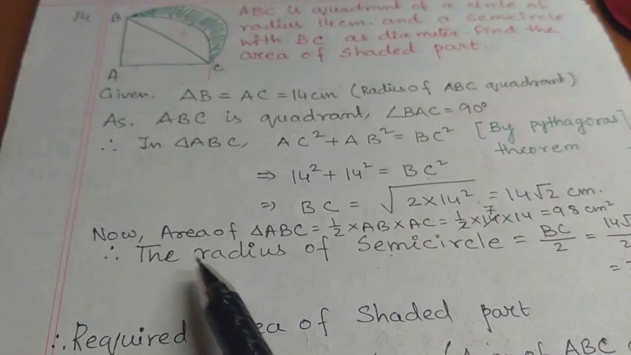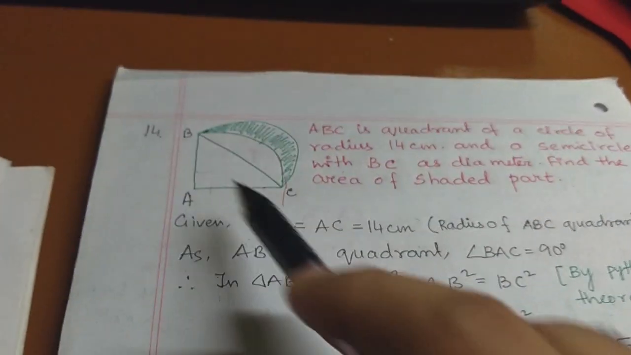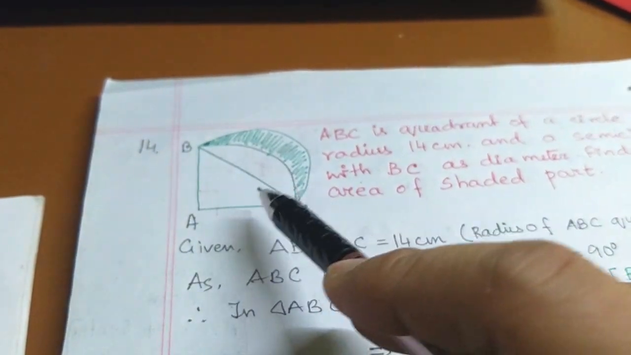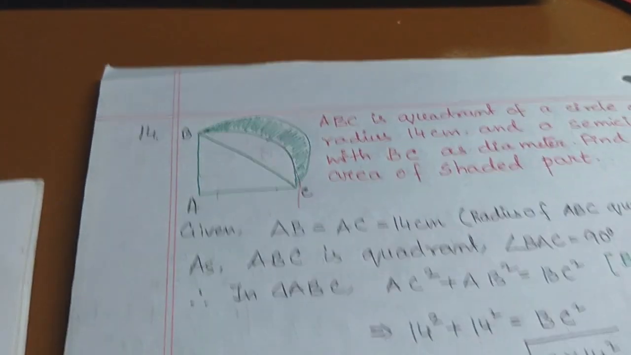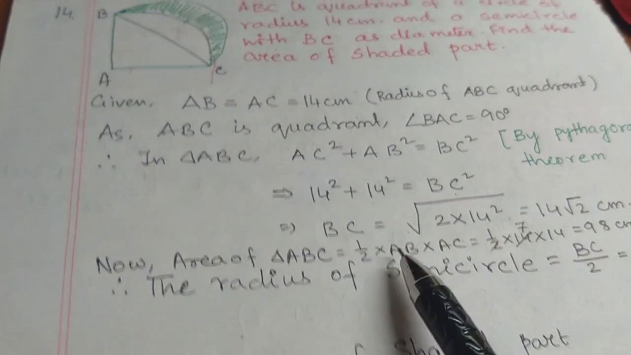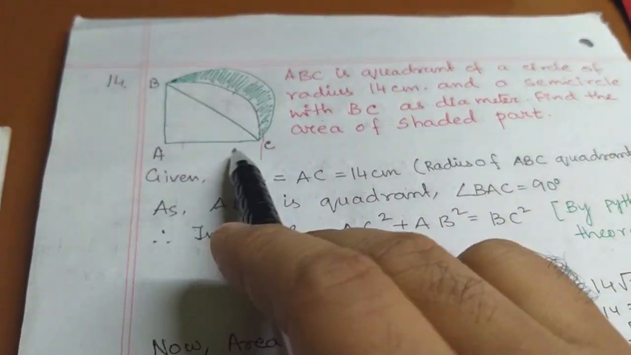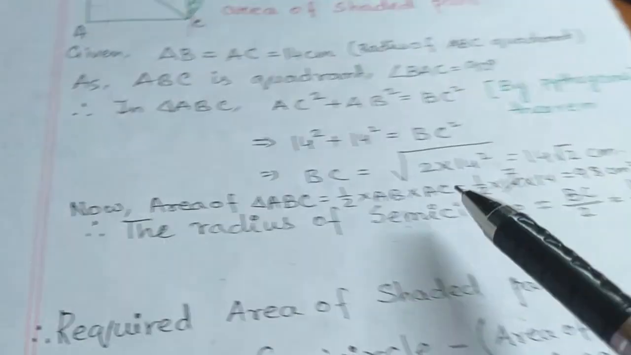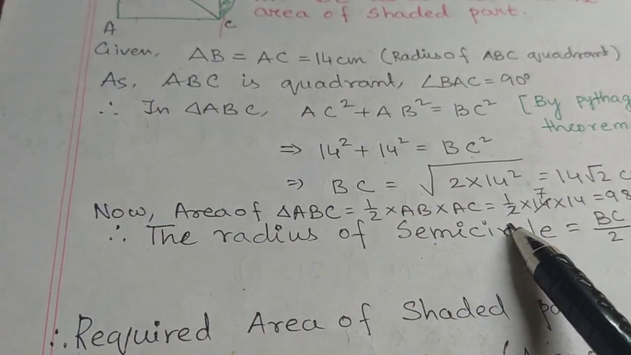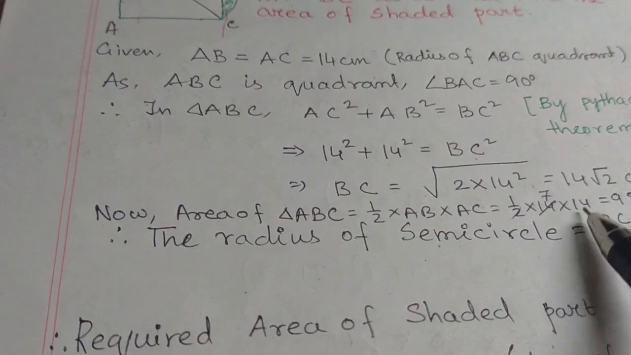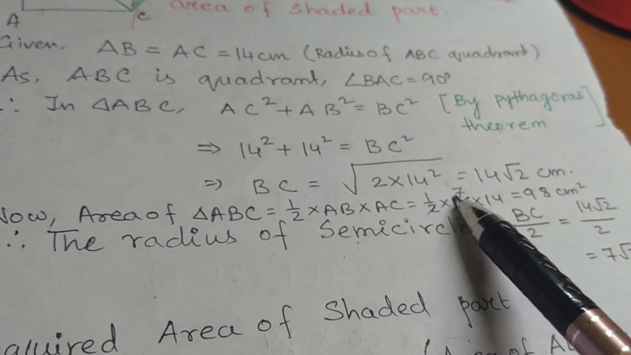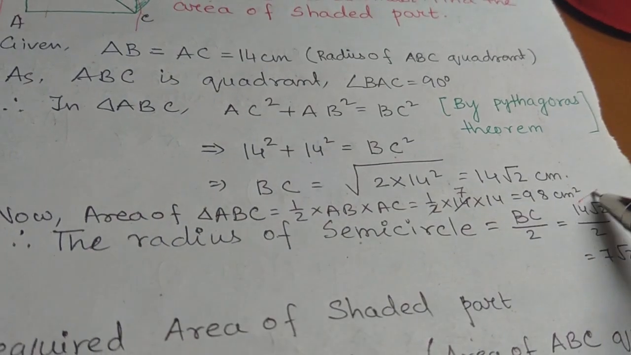Next, now the area of ABC. ABC is a triangle, a right angle triangle. So what will be the area of ABC? Area of ABC will be half of base into height. The base is AC, and the height is AB. So I wrote half into AB into AC, half into 14 into 14. 2 and 14 cancel to 7. So 7 into 14 is 98.